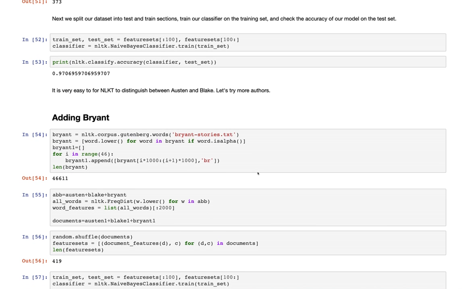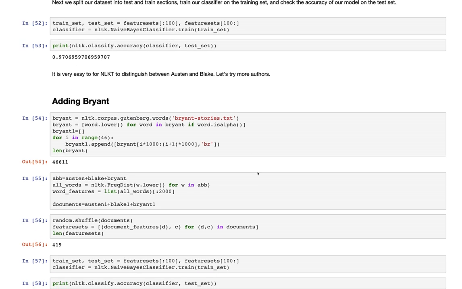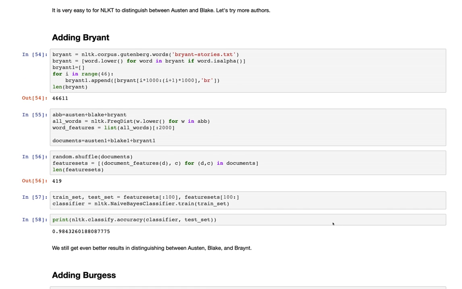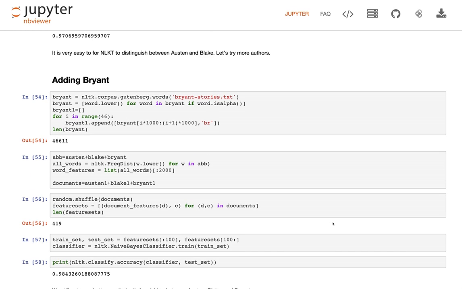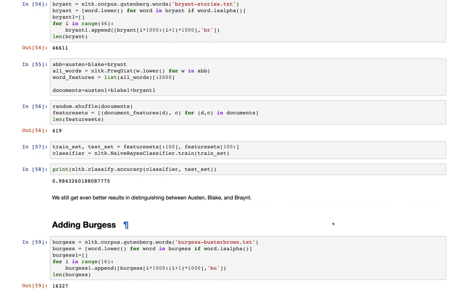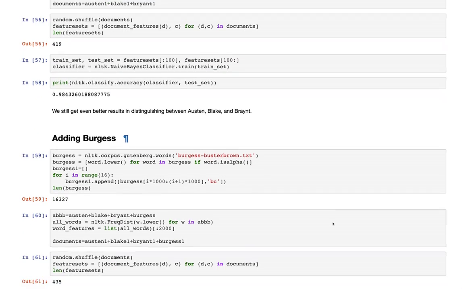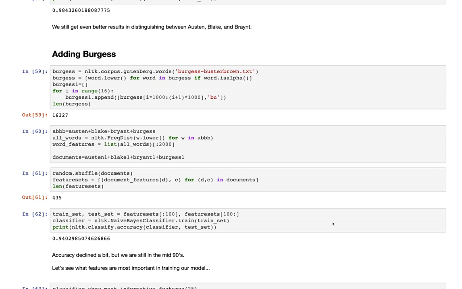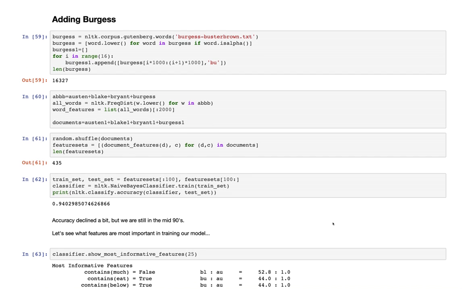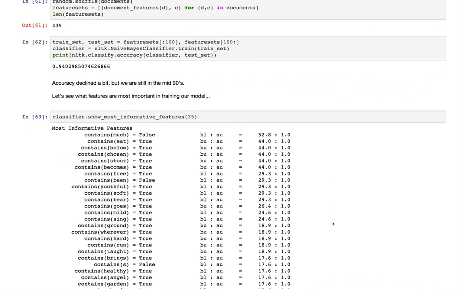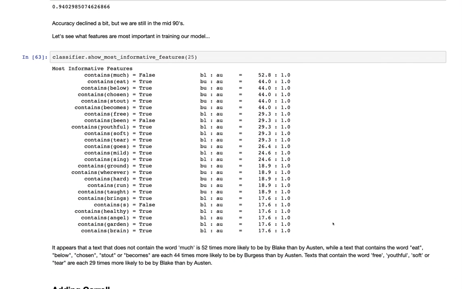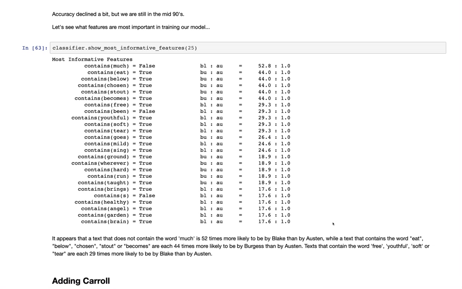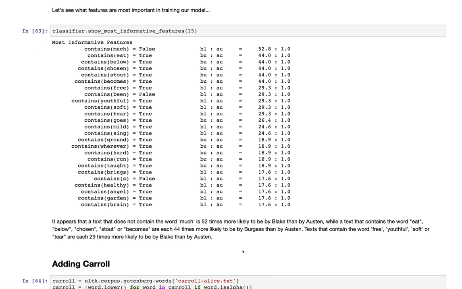So then we decided to just one by one add additional authors. We added Bryant, and that brought our accuracy actually up a tiny bit from 97% to 98%. Then we added Burgess. And at that point, we started to see a small decline, but we're still in the mid-90s, which is really good. And we started looking at which words were the most impactful in our model. So here you can see what those are.